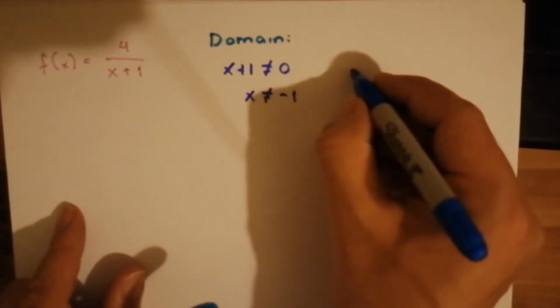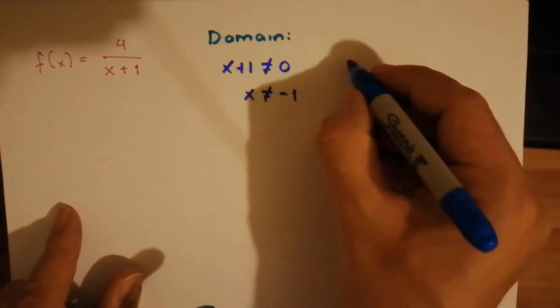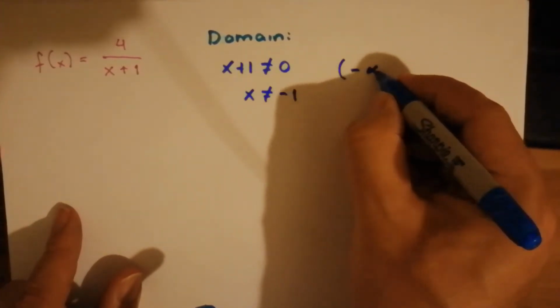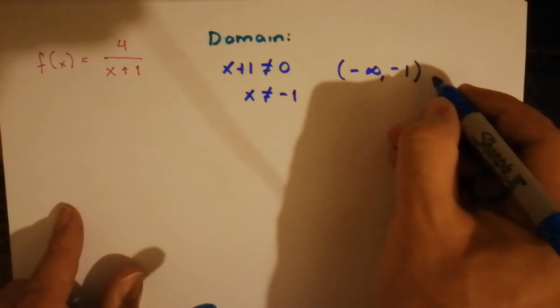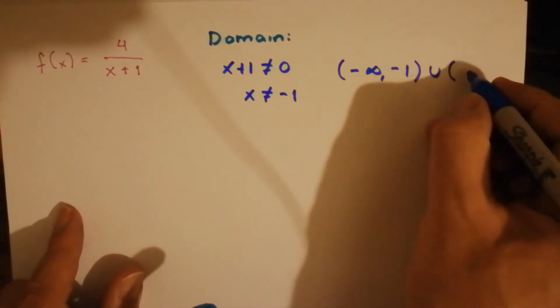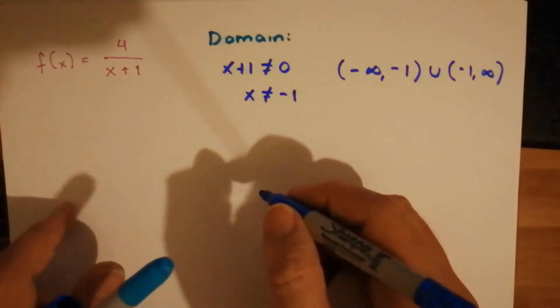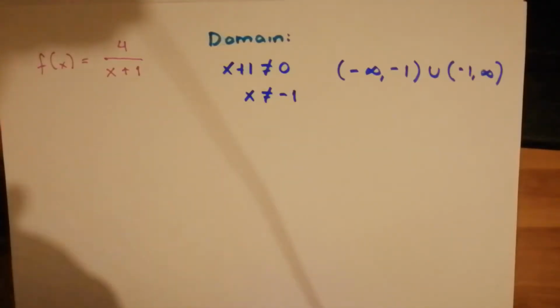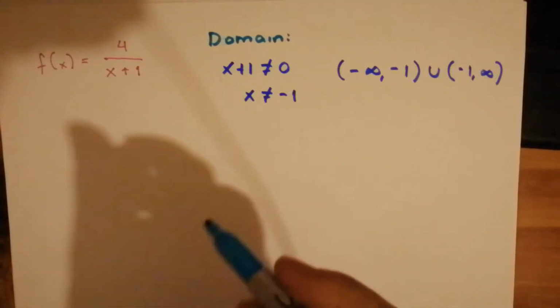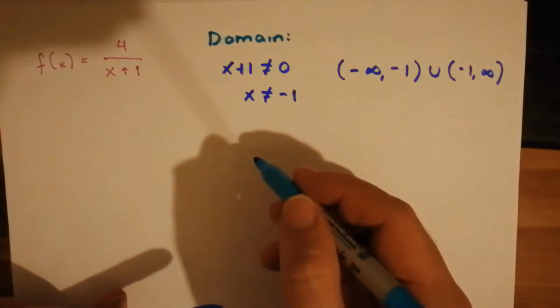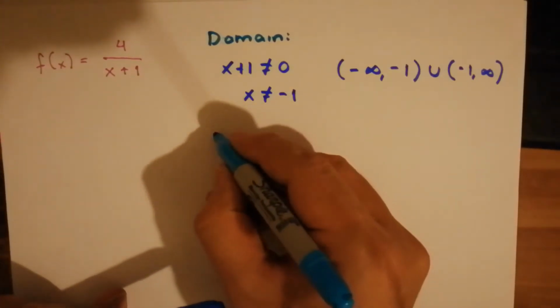Therefore, in this case, the domain is going to be negative infinity to minus 1, parenthesis, union minus 1 to infinity. Okay. Now the second step is we're going to find the vertical asymptotes.